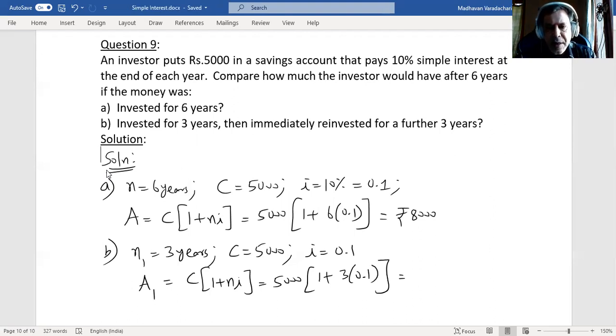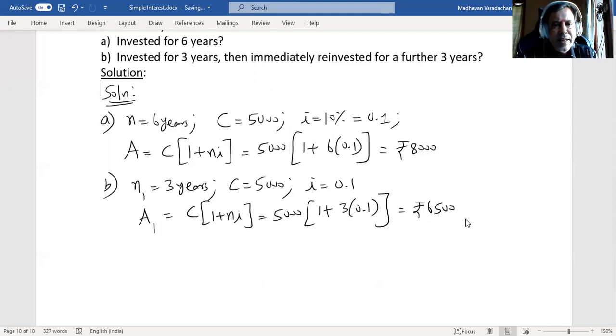So at the end of 3 years, the amount will be 6,500. Now, this amount is getting reinvested. That means since this is to be reinvested, now our C will become 6,500.